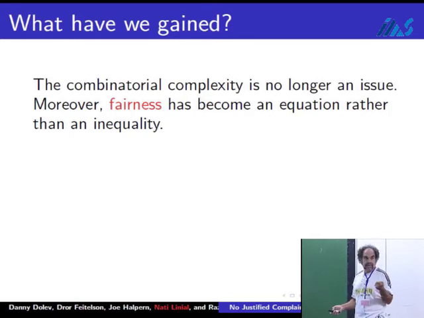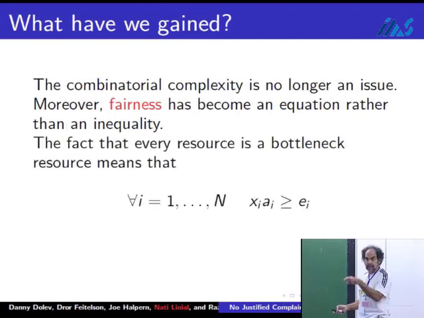And fairness, that's another thing. Fairness used to be an inequality. It's now becoming an equality, okay? So even if I ran a little fast over this, let me wrap up again what happens here. That's a requirement of bottleneck: xi times ai is at least ei. That replaces the xi times rij is at least ai.